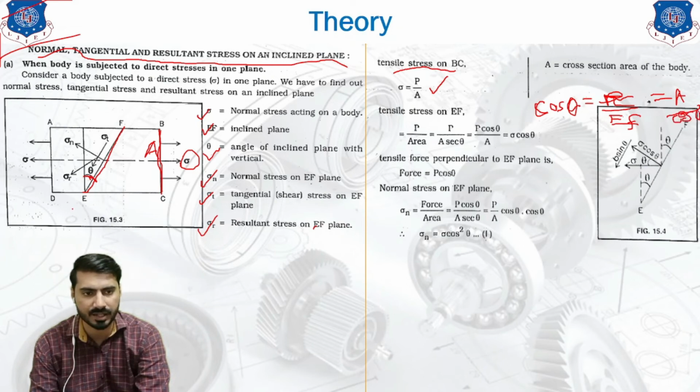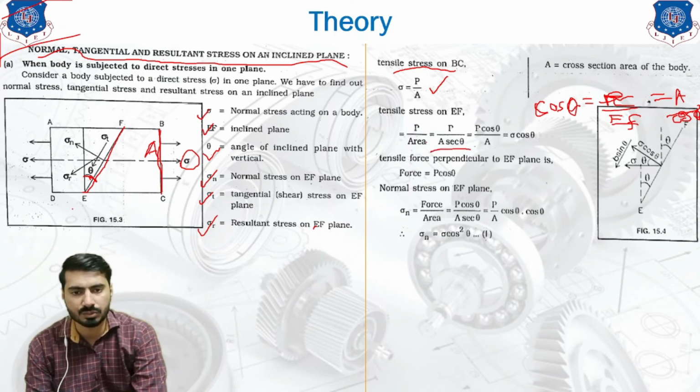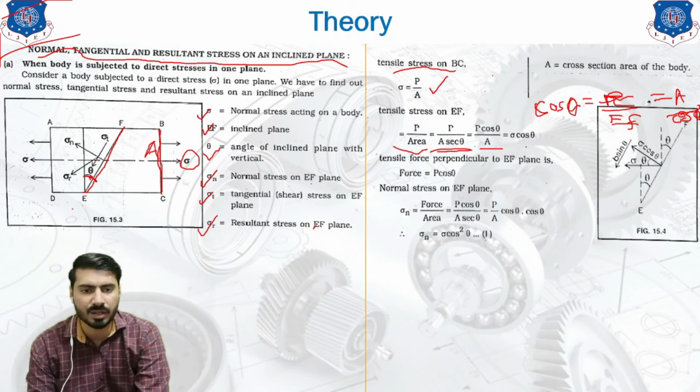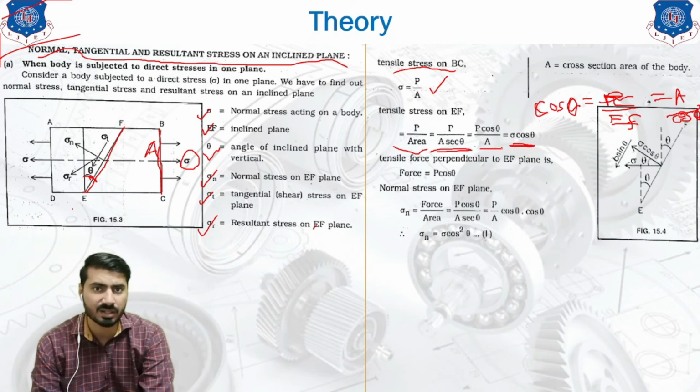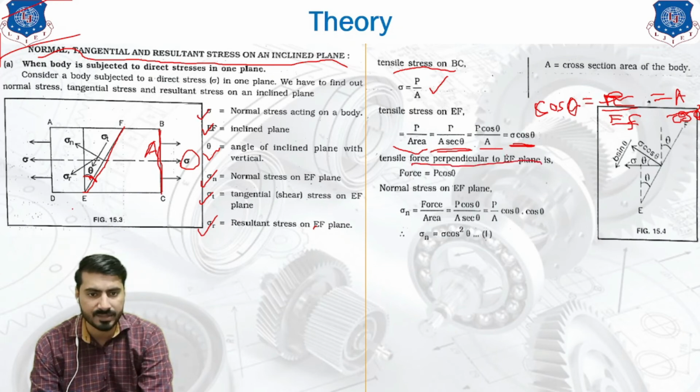Instead of 1 over cos theta, we can write sec theta. So EF, or the area, equals A sec theta, or also we can write A upon cos theta. So our formula would be sigma cos theta. That's our tensile stress on EF. Now this tensile stress is not equal to a normal stress. So first of all, we need to find out similarly the force perpendicular to the EF plane. As we have seen for the stress value, similarly we can find out the force with the same method. Force can be directly written as P cos theta.